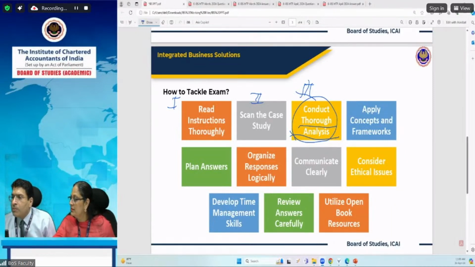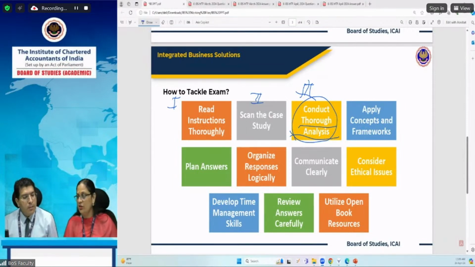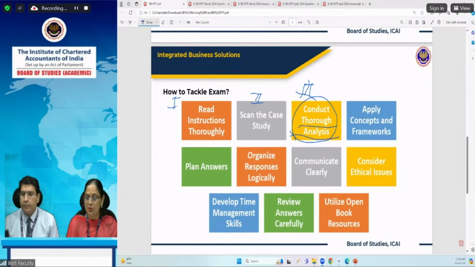Query: Madam, sir, since this is an open book exam, can we take our handwritten notes in the exam hall also? Yes, students, you can carry your study material, your notes, even the Saransh booklet, or your handwritten notes also. Since it is an open book exam, there is no restriction. Definitely you can carry it.